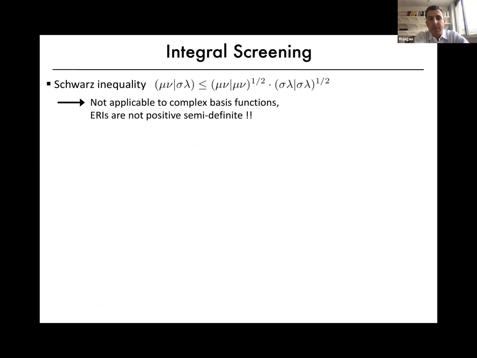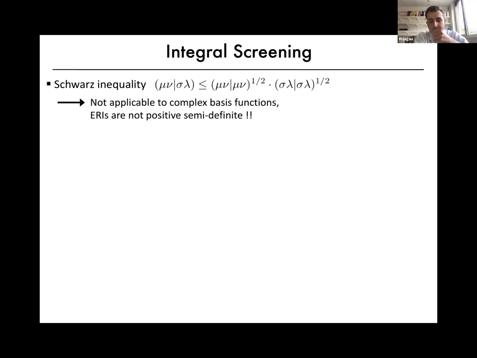Well, one thing we came up with is an integral screening scheme. And the problem here is the following. Usually in Hermitian quantum chemistry, you can apply the Schwarz inequality. So for every 2-electron integral mu nu sigma lambda, you can get an estimate, a strict upper bound, by looking at the diagonal elements of the electron repulsion integral tensor. But that's not applicable here, because our electron repulsion integrals are not positive semi-definite.